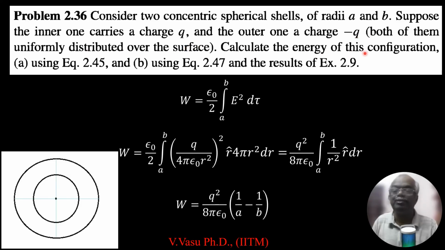Calculate the energy of this configuration using equation 2.45, and using equation 2.47 and the result of example 2.9. First we will solve part A, that is, using equation 2.45. So equation 2.45 is this one.